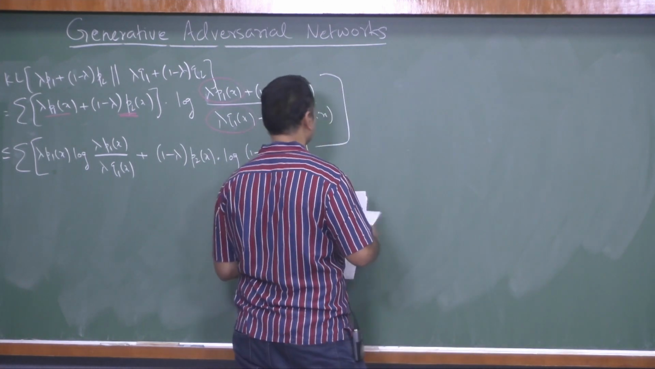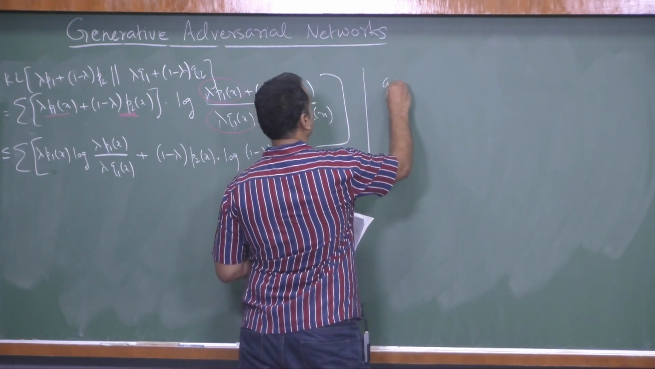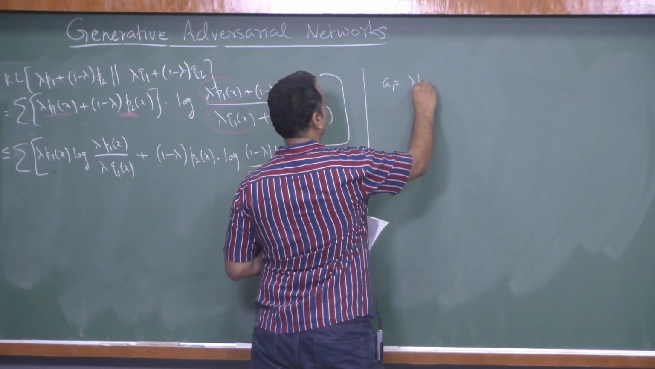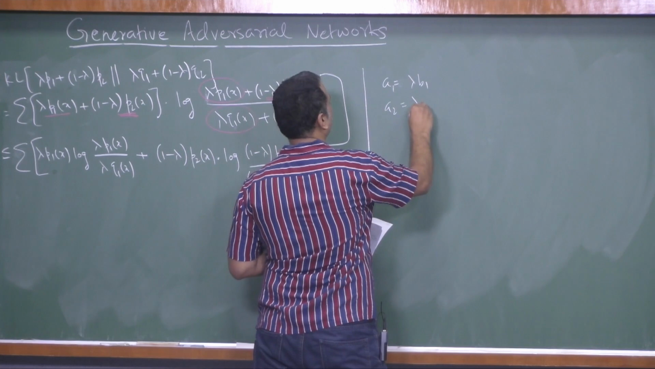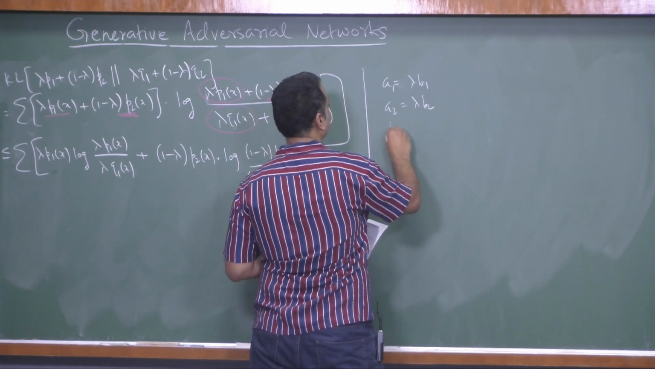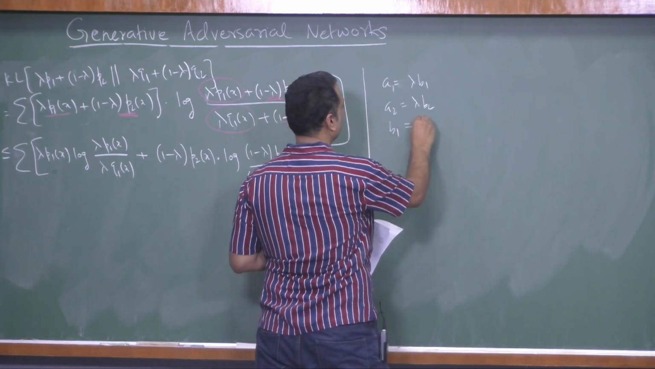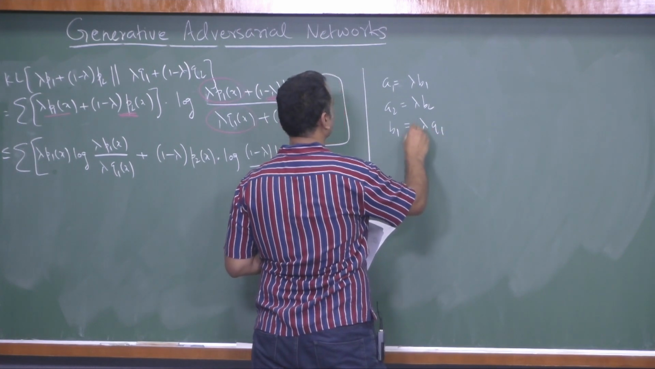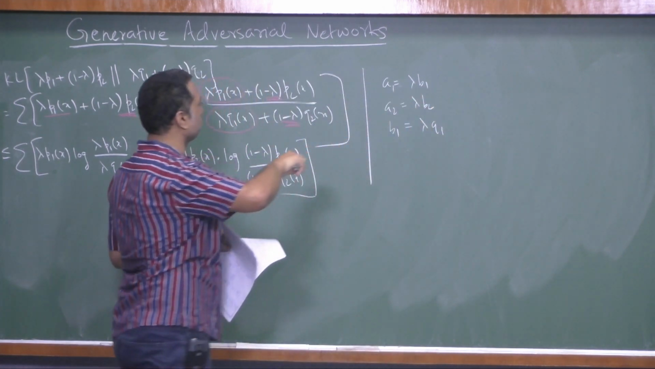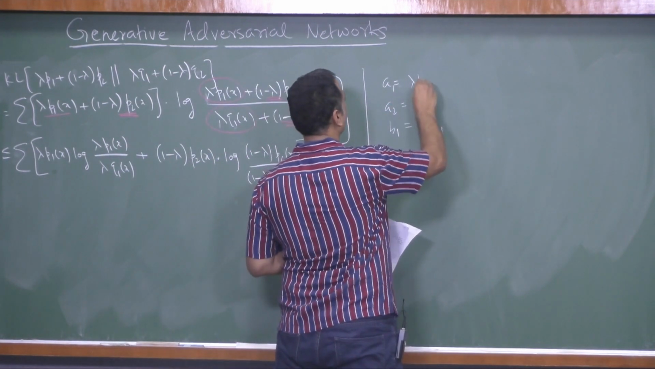So what was that? A1 as lambda p1, A2 as lambda p2, and b1 as lambda q1, and b2 as 1 minus lambda q1. Was it b1 or p1 you were saying? P1, right? Okay, and A2 is 1 minus lambda.